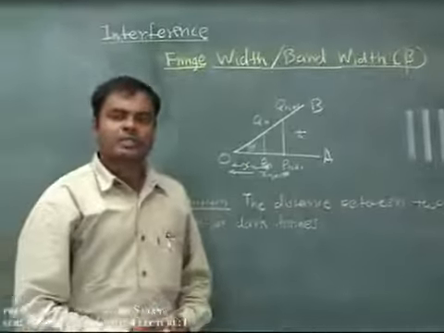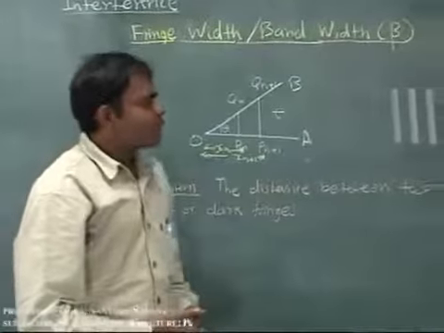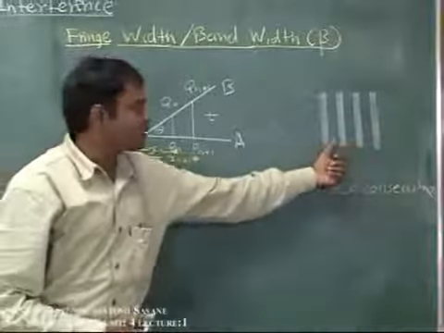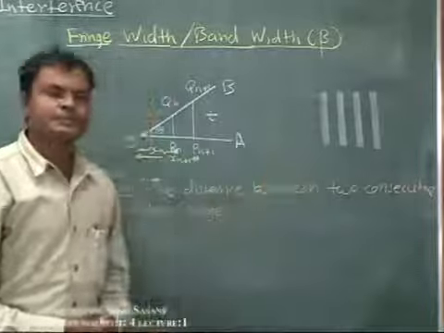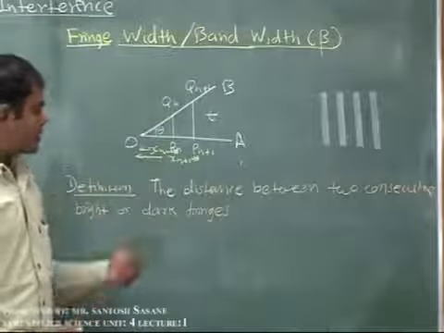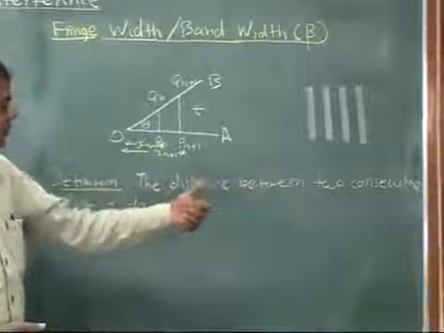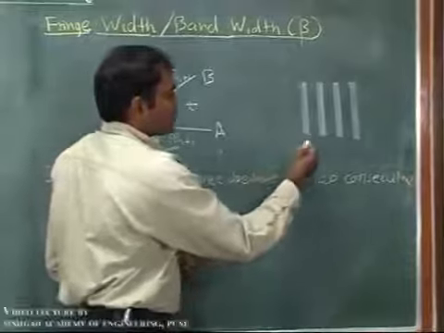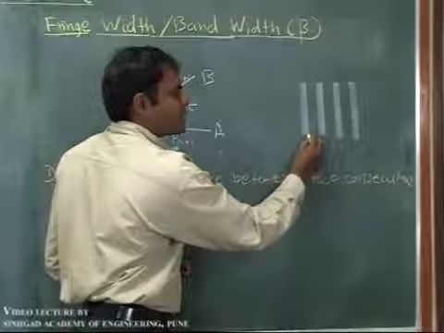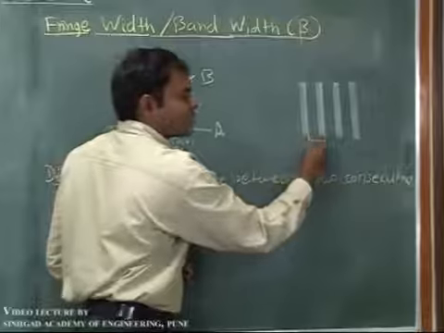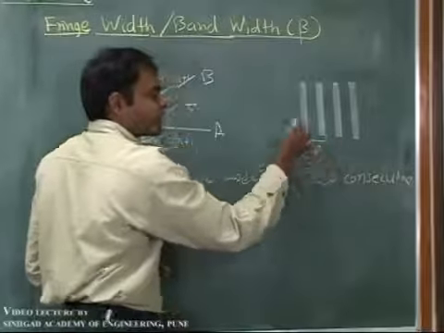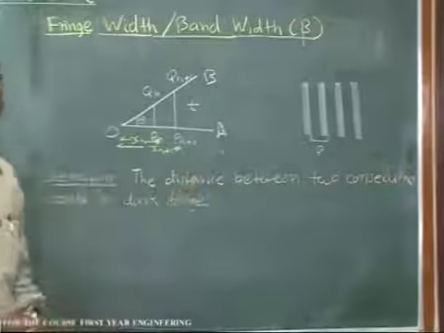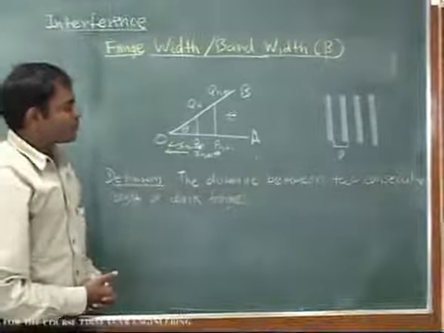Now in a thin wedge-shaped film, we can see the interference pattern of alternate bright and dark fringes like this. Bright, dark, and like this. Now, what is fringe width? The distance between two consecutive bright or dark fringes is called the band width or fringe width. For example, the distance between these two bright fringes, from this to this, is called the fringe width, beta, or the distance between two consecutive dark fringes. Now that is what we have to find out.